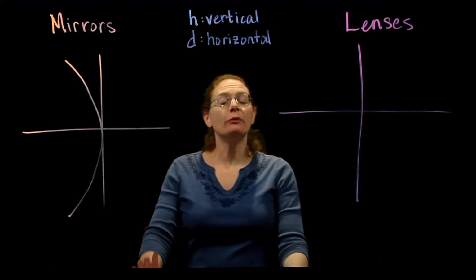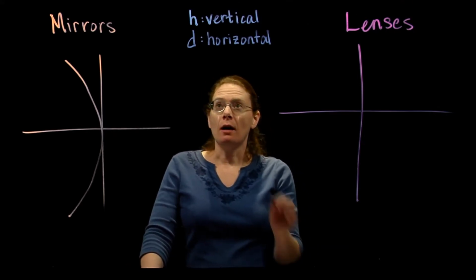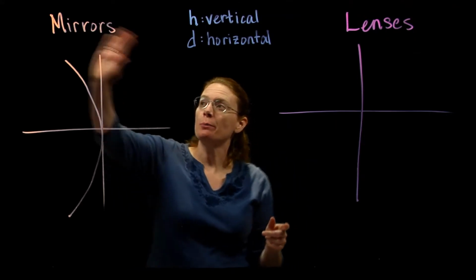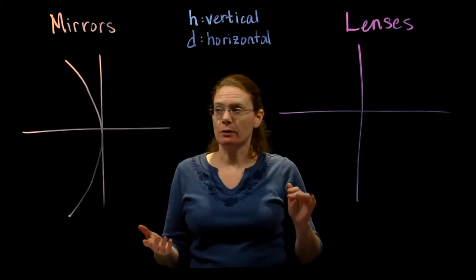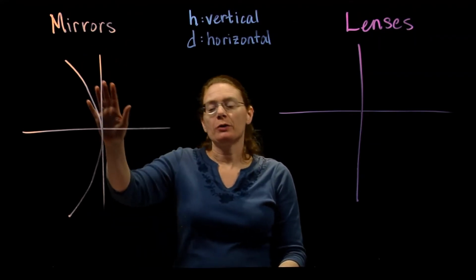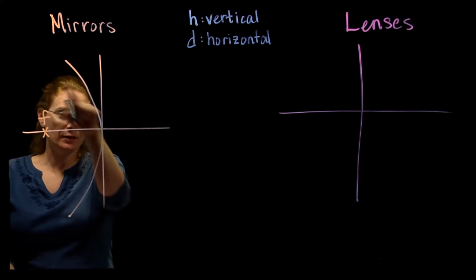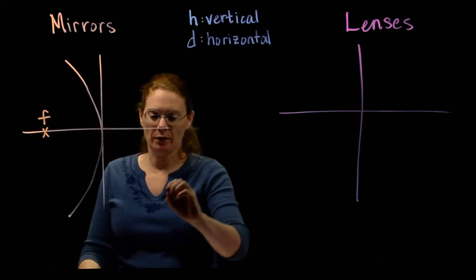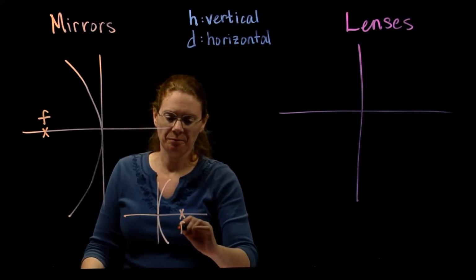So I wanted to do a very short video just on the signs of heights and distances for both mirrors and for lenses, just because that's where a lot of people get confused. So I want to go over that very quickly. With mirrors, we have a focal length somewhere. For this type of mirror, it's here, and for a convex mirror, it's back here.